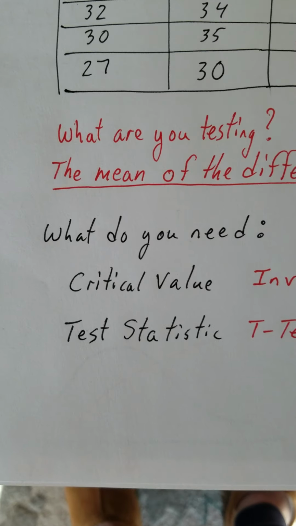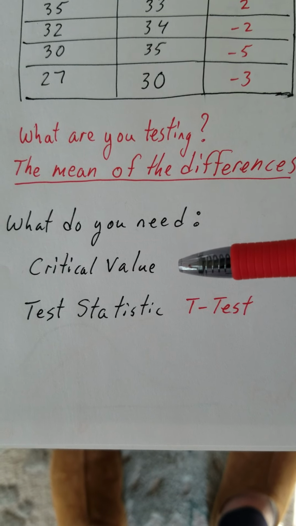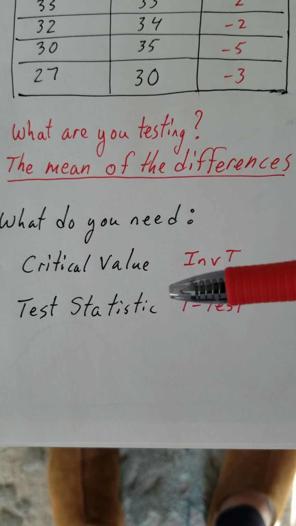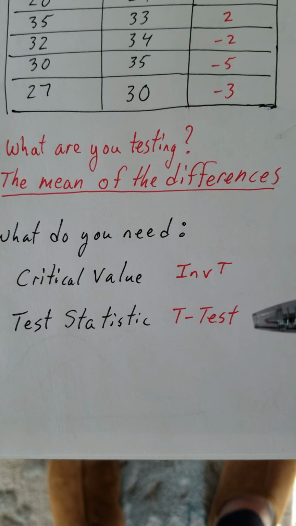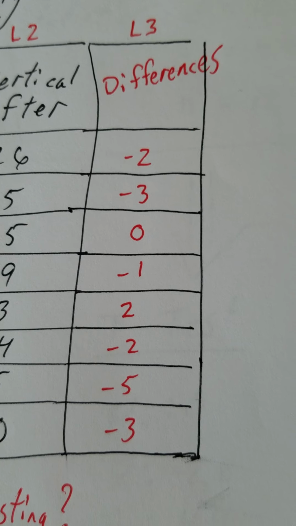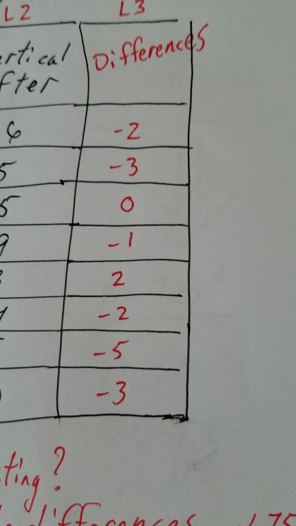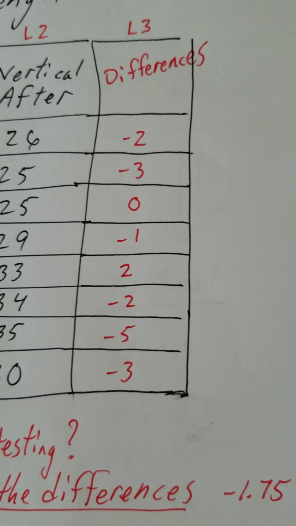And just like always, what do you need to do the test? Well, you need your critical value and you need your test stat. Here you're going to do inverse t and you're going to do t-test, not two sample. Now what you're doing, you're bringing it down to just one. In a sense, it's like one sample. There's two samples, right? You do the differences, now you've got one sample.